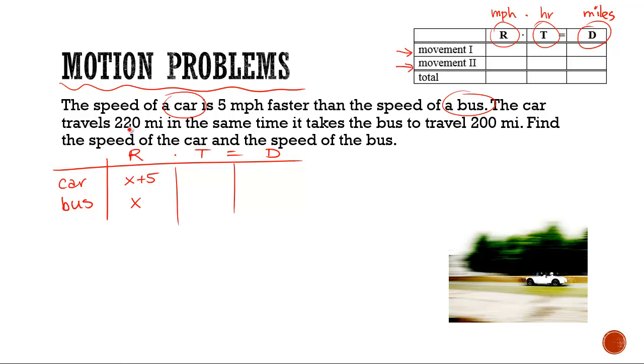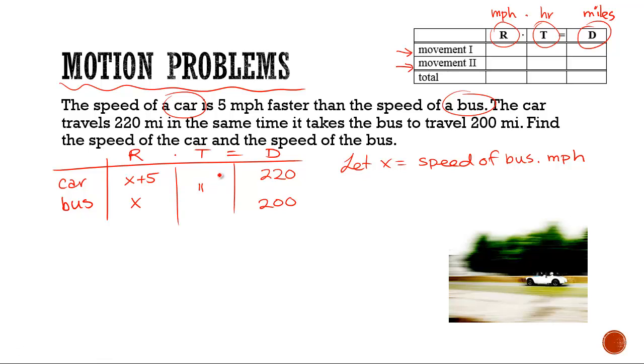The car travels 220 miles. So let's just jot that down. Car travels 220 miles in the same time, so the times are equivalent, that it takes the bus to travel 200 miles. And they want the speed of the car and the speed of the bus, which we've already said, let x be speed of bus. And in this problem, it's in miles per hour.